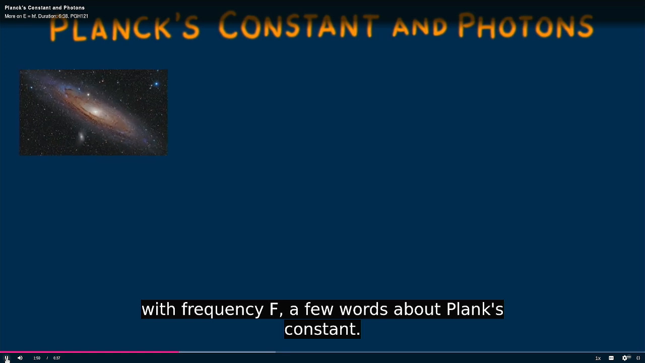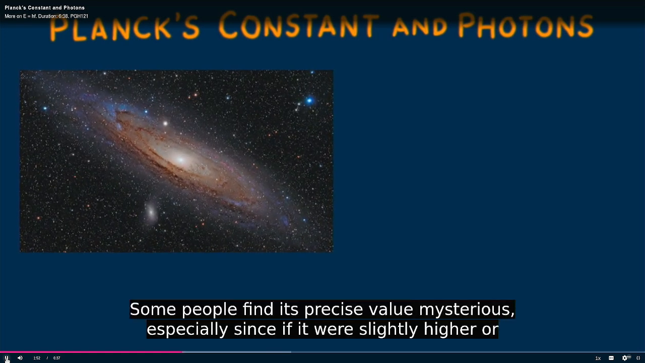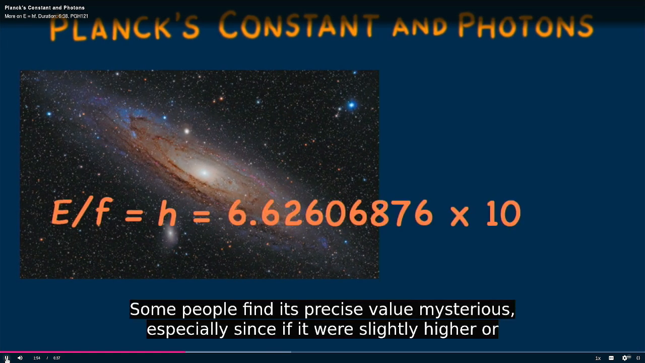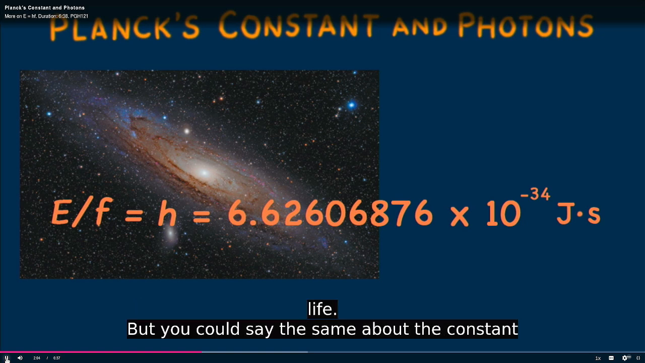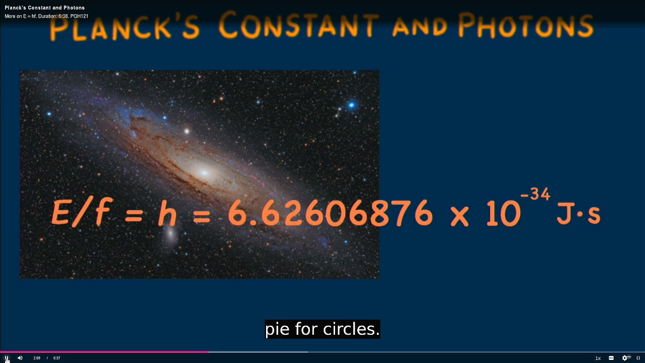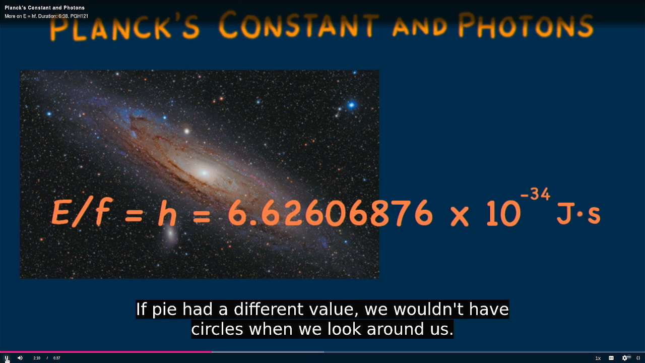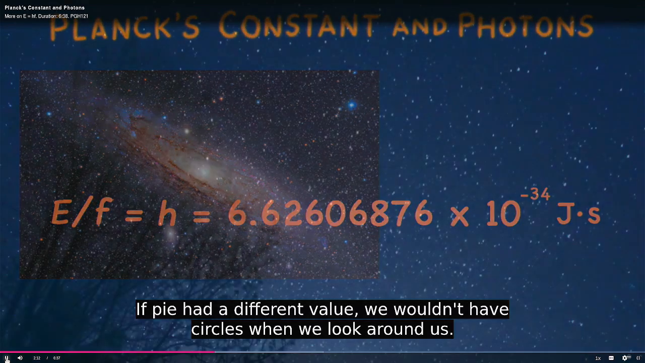A few words about Planck's constant. Some people find its precise value mysterious, especially since if it were slightly higher or lower, stars wouldn't shine, and there'd be no life as we know it. h is just right for life. But you could say the same about the constant pi for circles. If pi had a different value, we wouldn't have circles?